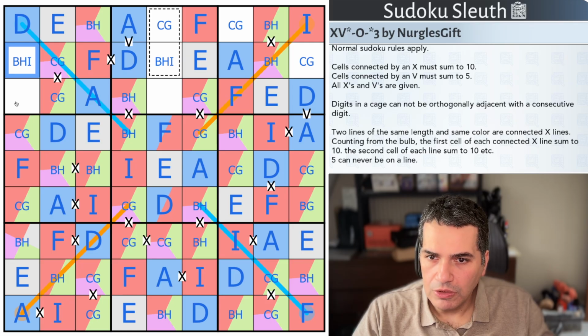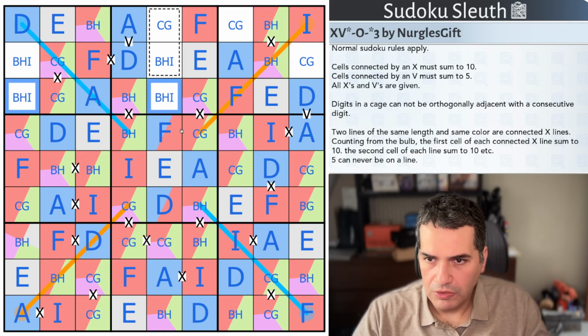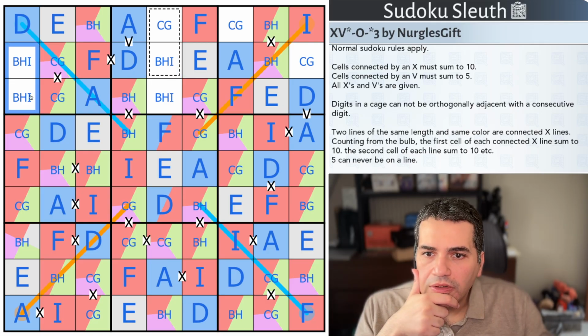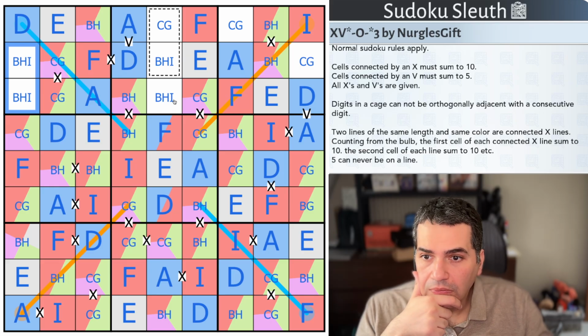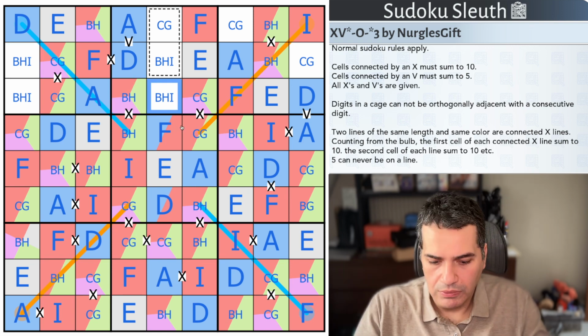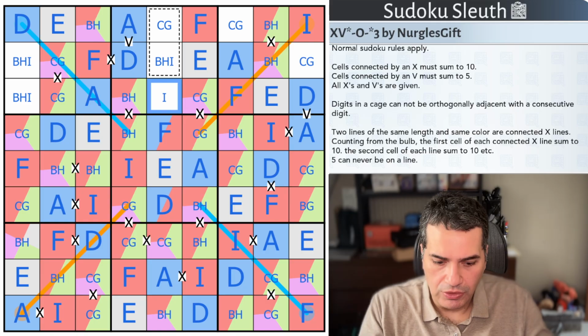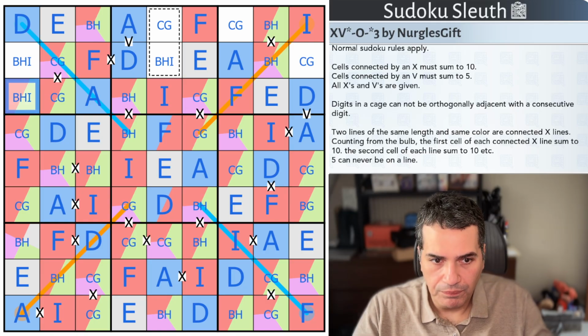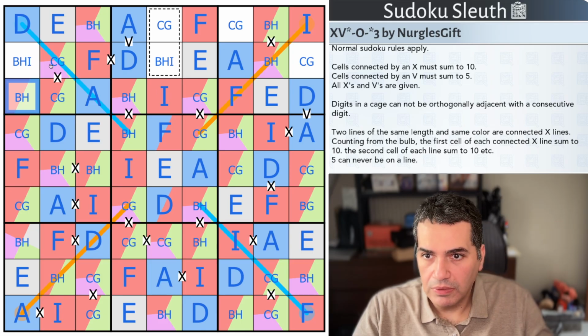Sorry, just needing a moment to figure out, so BHIs. Okay, so how am I not figuring out which one is the I in here? What am I missing? Because I'm missing something. Of course, it can't be consecutive. There you go. That's not BH. That is I. That is red. That is BH. It's the non-purple one. That is I.